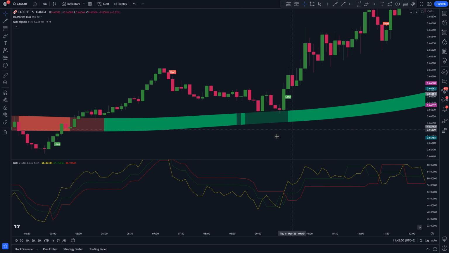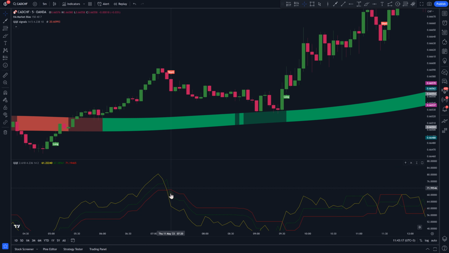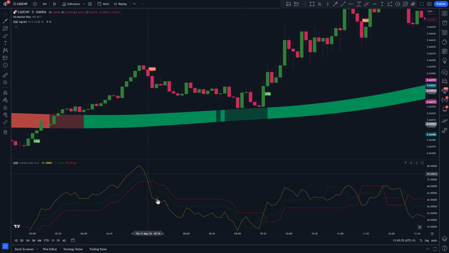Now, looking at this, you can see that every time the green line crosses above the red line on the original QQE, a long signal is printed on the QQE Signals indicator. And every time the green line crosses below the red line on the original QQE, a short signal is printed on the QQE Signals indicator. This essentially means that we don't need to actually use the original QQE, so let's just delete it.